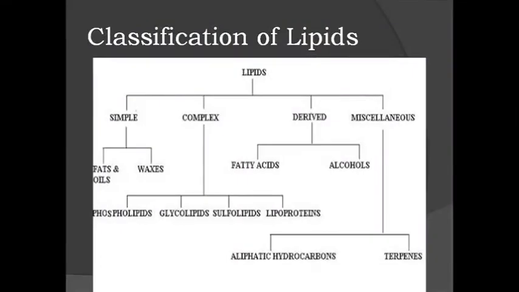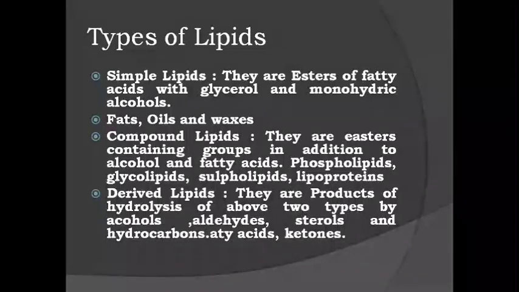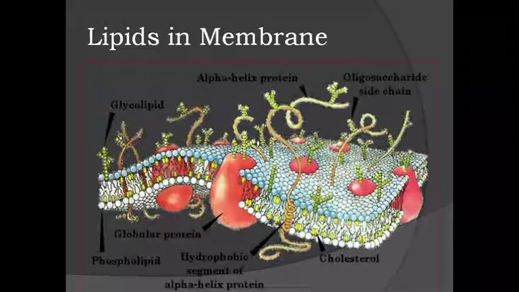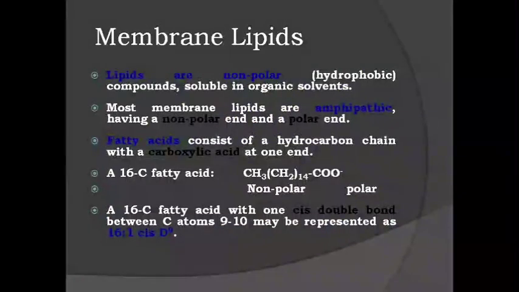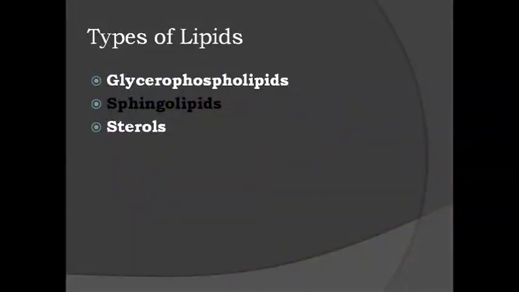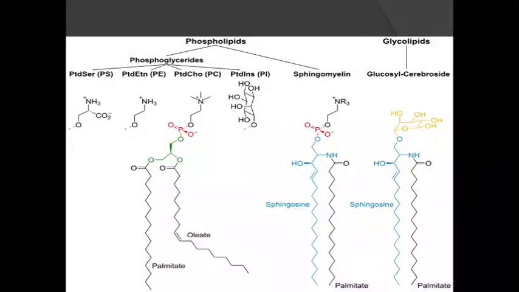We have discussed a little about lipids, their types, and their functions in the biological system. Now, in this discussion, we will see different types of lipids found in the membrane. They are categorized into three parts: glycerophospholipids, sphingolipids, and sterols. These are the structures of various membrane lipids.